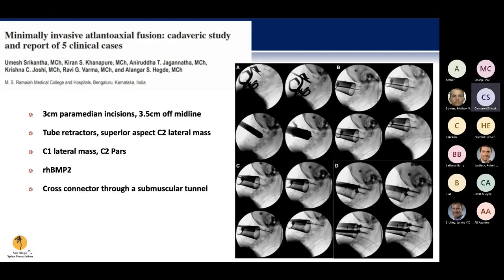And then, in that same vein, is treatment of atlantoaxial fusion, or MIS atlantoaxial fusion. This was a five-patient clinical and cadaveric study. They go through a technique of using 3 centimeter paramedian incisions, then two retractors and docking to the superior aspect of the C2 lateral mass, and using BMP and a cross connector through a submuscular tunnel. So there's not as much in the cervical spine, but there are people attempting to make it more and more realistic.